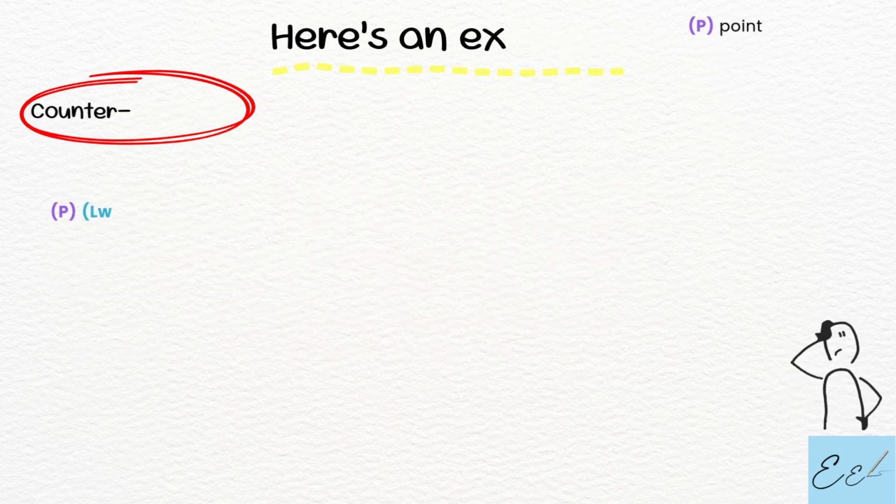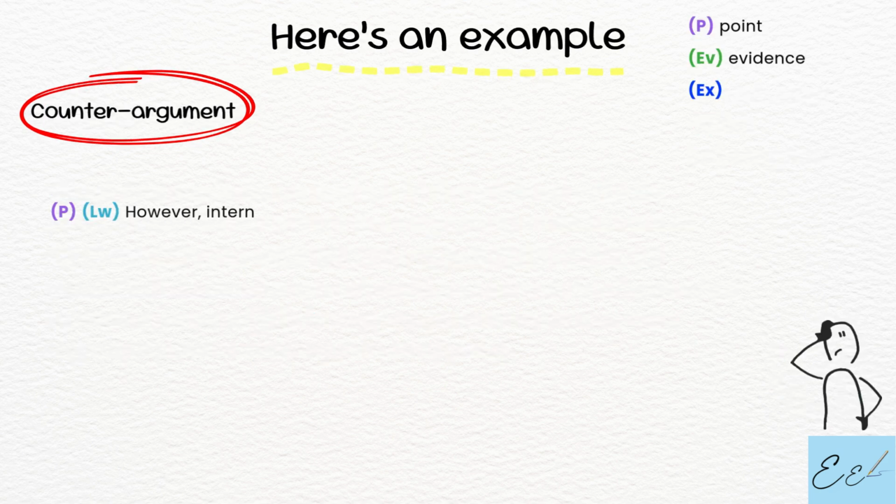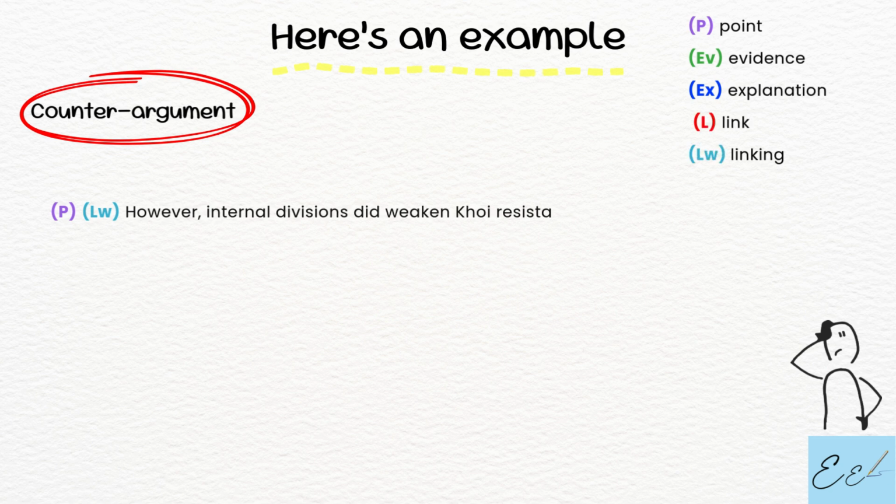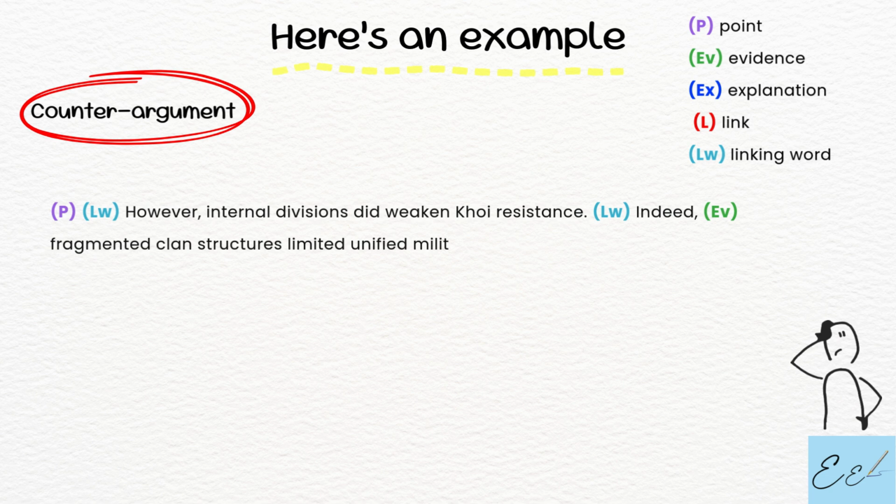If we look at a counter argument, remember you are briefly acknowledging that there might be a different interpretation, but that your stance is still the most plausible one. I start with a point and I begin with a linking word. Now, importantly, I begin with this linking word because I am going to show my marker that I am now addressing something different. So I start with however.